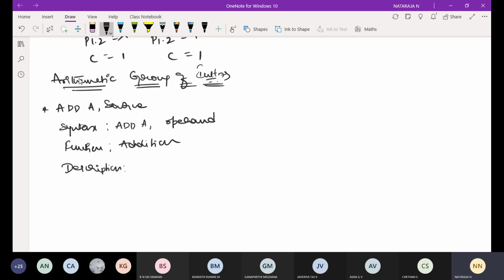Description, I will dictate, you can make a note. Description: add the contents of source with accumulator contents, and the result is stored in accumulator. Flags affected: carry flag, auxiliary carry flag, overflow flag.